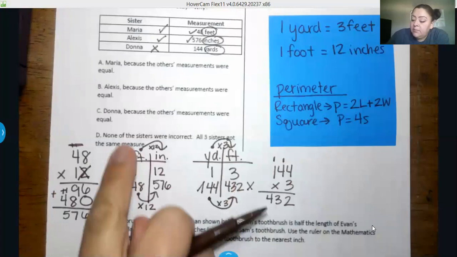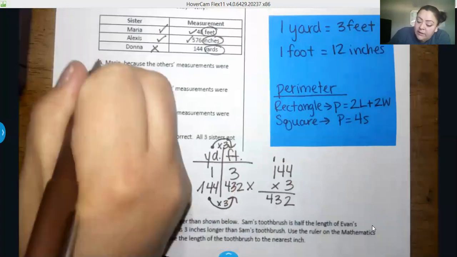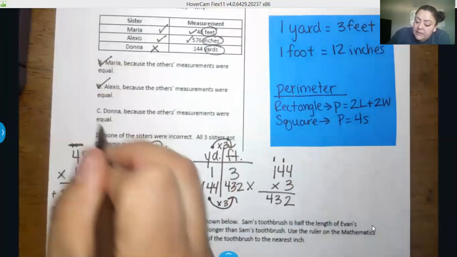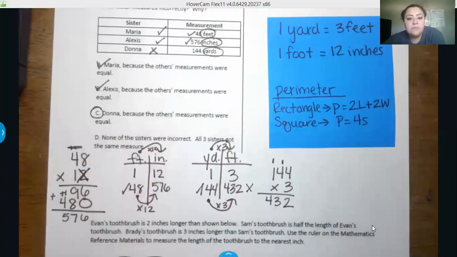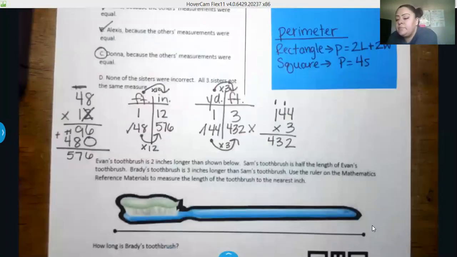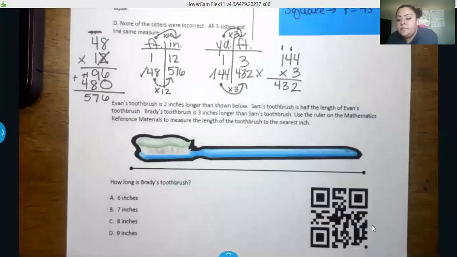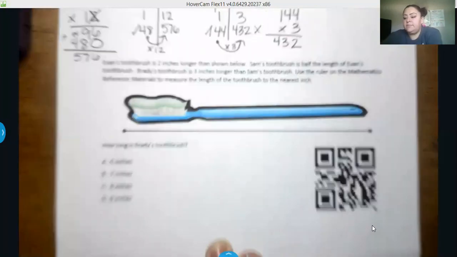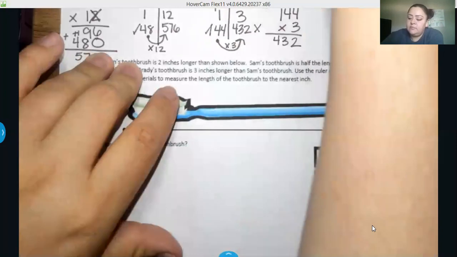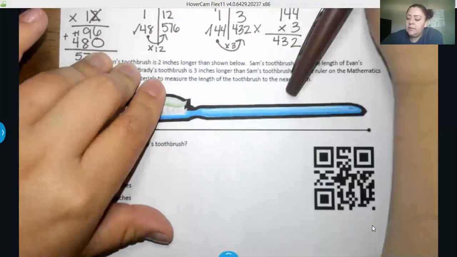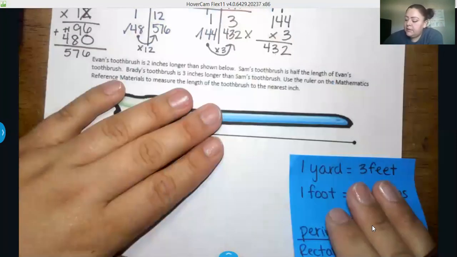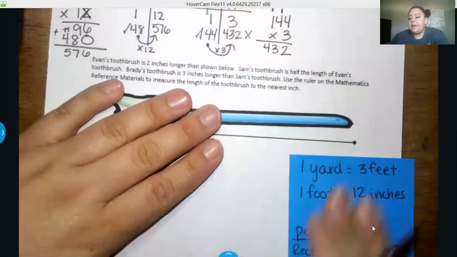So Maria, she got it right. Alexis got it right, but Donna was wrong because the other measurements are equal. Okay? All right, guys, one more we're going to do. All right. Same thing here. Let's look at what we got.